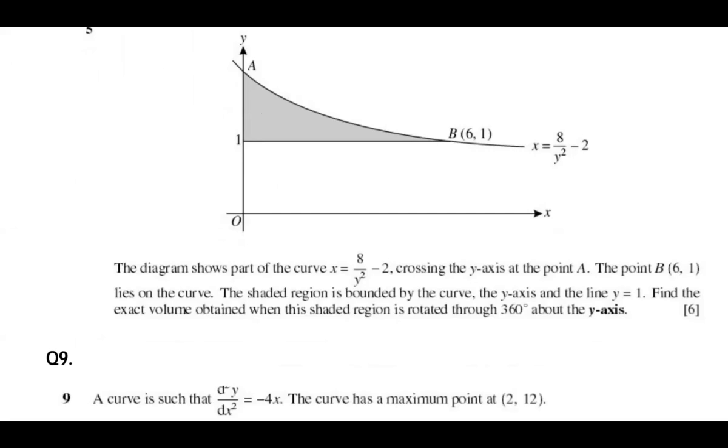the diagram shows part of the curve x is equal to 8 over y square minus 2, crossing the y-axis at the point A. The point B, 6, 1, lies on the curve. The shaded region is bounded by the curve, the y-axis, and the line y is equal to 1. Find the exact volume obtained when this shaded region is rotated through 360 degrees about y-axis. So Ahmed, what's the formula for about y-axis?